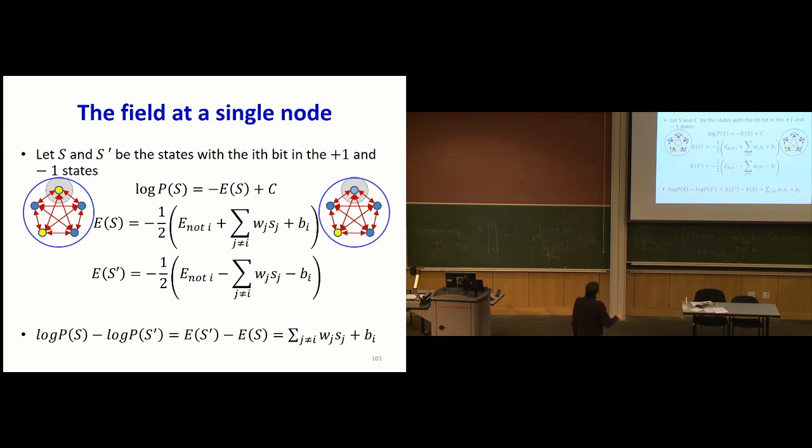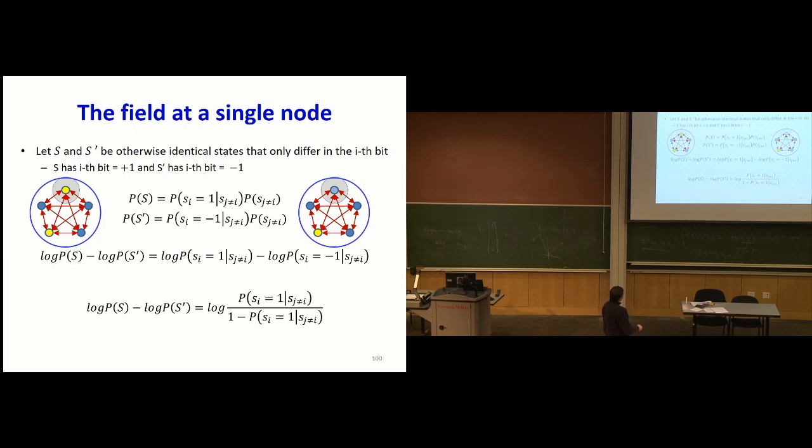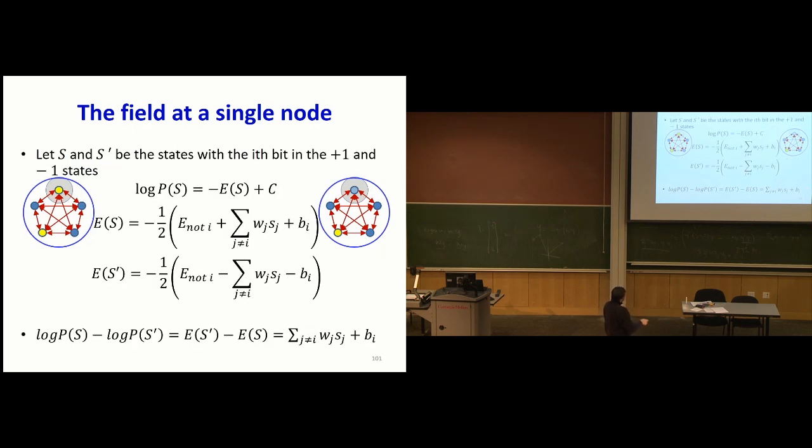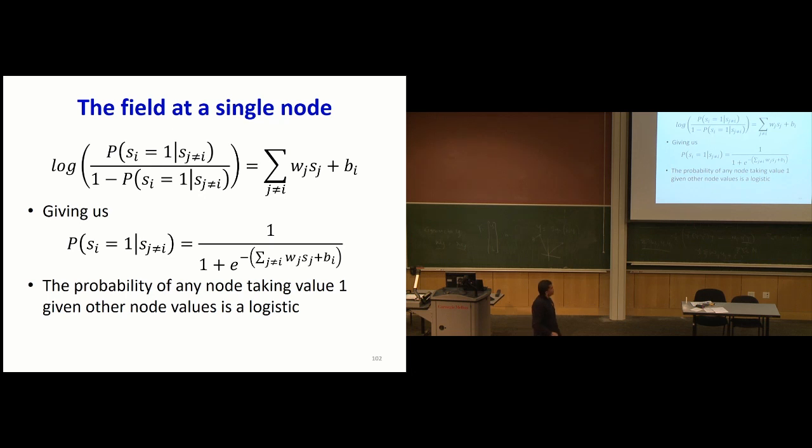And now, if I subtract this term from the first one, that's going to be log of PS minus log of PS prime. The not-i component goes away. All that remains is the affine combination of the outputs of the other neurons arriving at the current neuron. So in other words, the log of the probability that the ith bit is going to be +1 divided by the probability that the ith bit is going to be -1 is this affine combination. If you work this out, you basically get that the probability that the ith bit is +1 given the remaining bits is the logistic function, our favorite logistic function that we've seen many times. It's kind of beautiful. You can keep working through all of these different arithmetics, and somehow magically they come back to the logistic function.